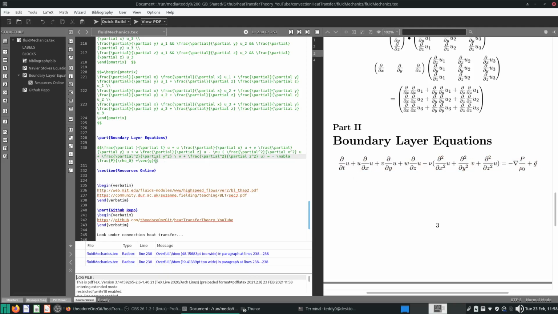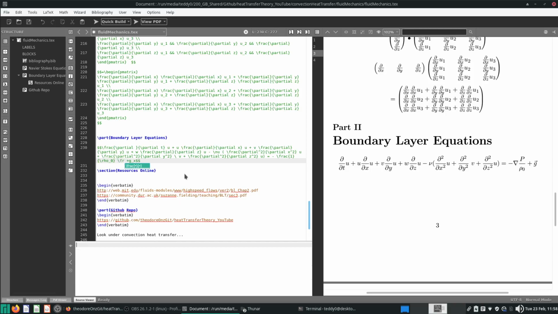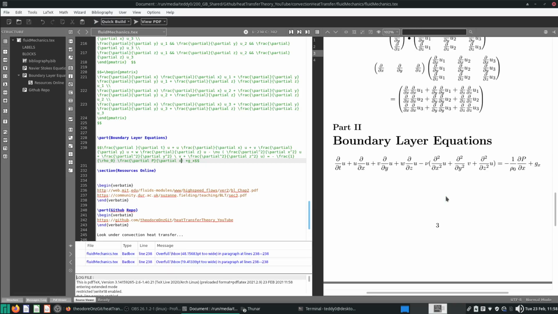Lastly, we'll just deal with the gravity bit. So this is the x momentum equation. So it's just gx, and I'll just do a fraction like so. P. So this is the x pressure gradient. Alright, so now it looks a little nicer. I'll just repeat for y and z.